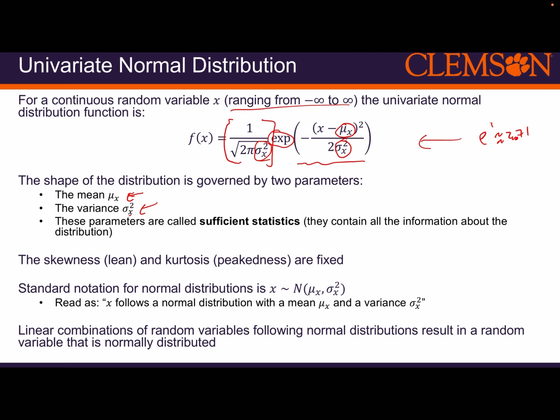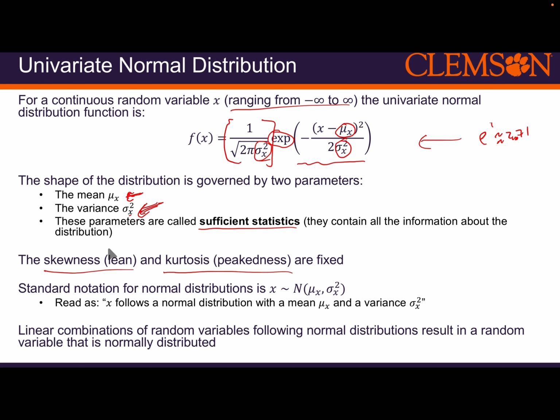Furthermore, we also describe these two parameters as being sufficient statistics. I won't describe that, it's a little more technical than we need to get, but just know that they contain all the information about the distribution. So if you believe your data follow a normal distribution, you're saying there's no skewness, it's symmetric. There is kurtosis, the peakedness, how peaked or flat the distribution is, but it's a fixed value. So you can characterize the shape of your data entirely with two parameters: where the center is, the mean, and how much spread there is, the variance.